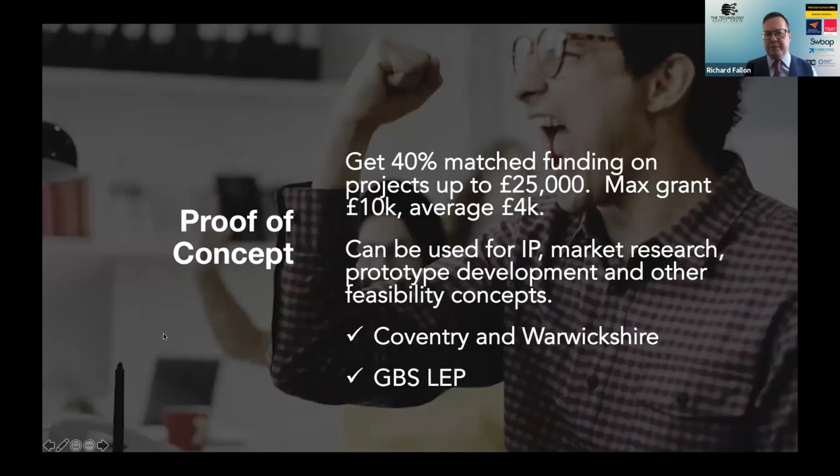So let's have a look at some of these small grants. There's a very nice one for the GBS LEP and Coventry and Warwickshire, called the Proof of Concept Grant. This is offered by Coventry University. You get 40% match funding on projects of up to 25 grand. The maximum grant you can receive, based on my maths, is £10,000, and the average people get is about 4K. That can be used for intellectual property, market research, prototype development, and other feasibility work.